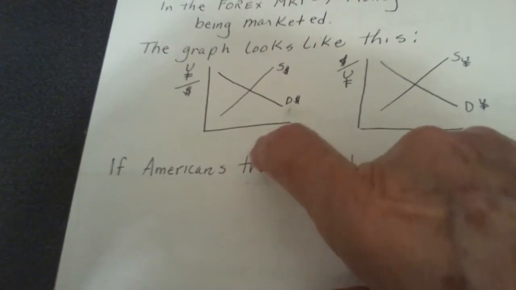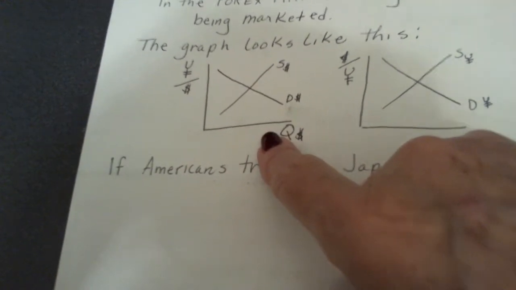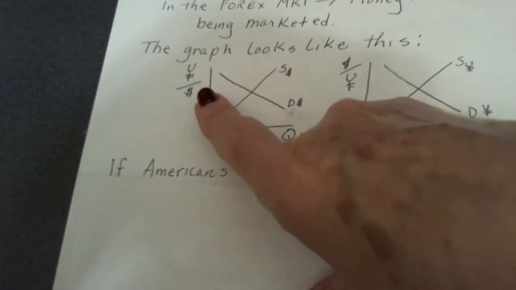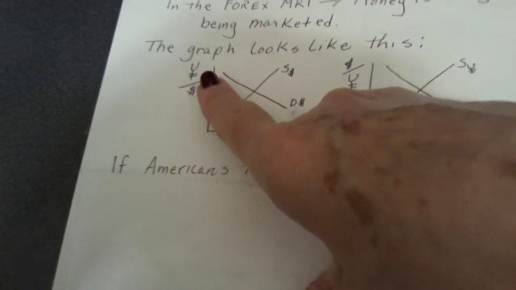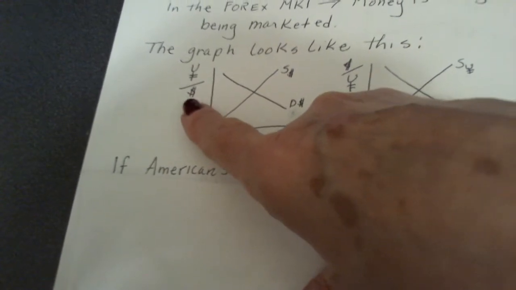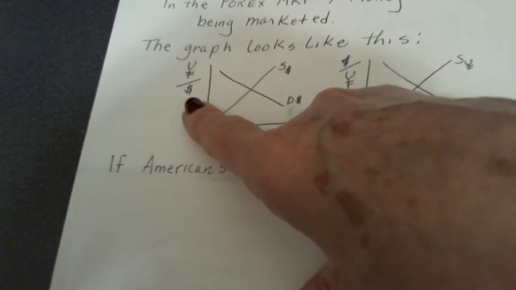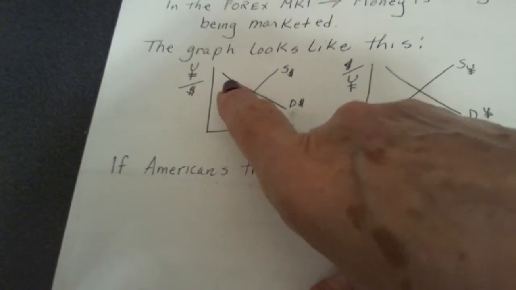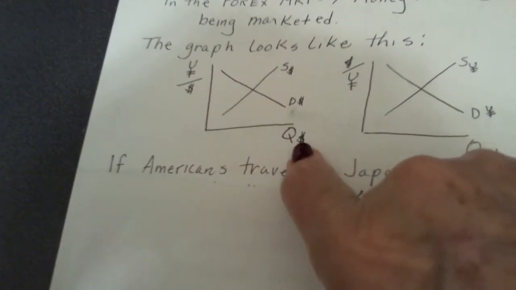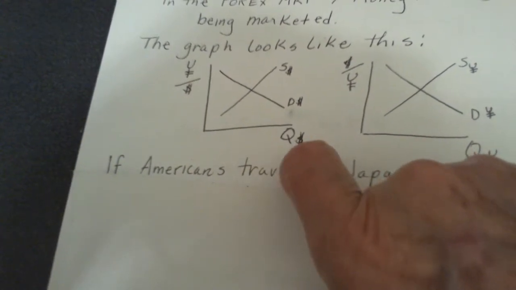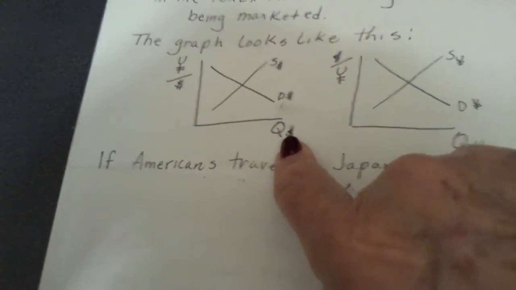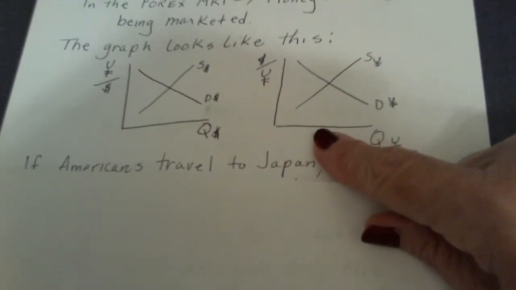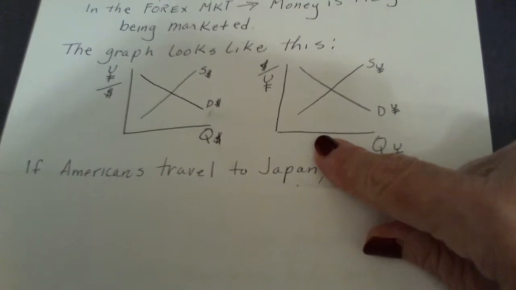Go ahead and write this down in your notes. Draw it so that it looks like this. You have a fraction, yen over dollars. Whatever the denominator is tells you the currency that is being examined. This should always be the same as the quantity. Notice in this graph, and again, go ahead and copy this graph down in your notes.